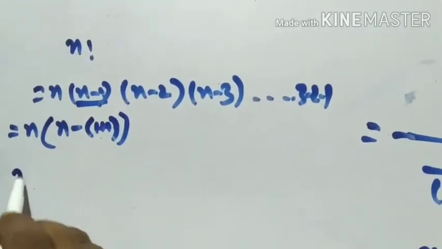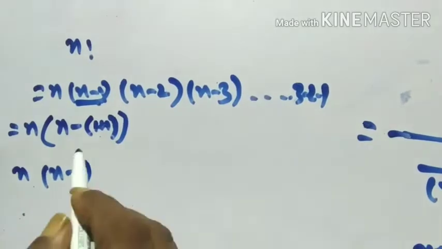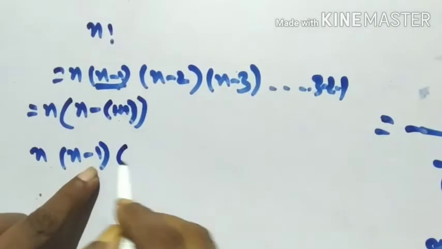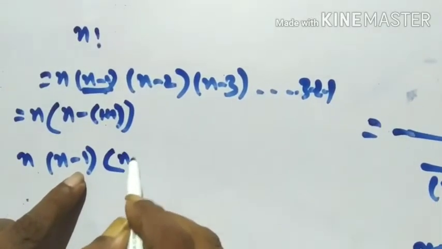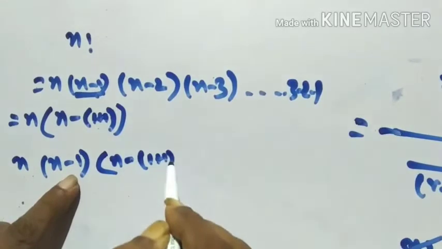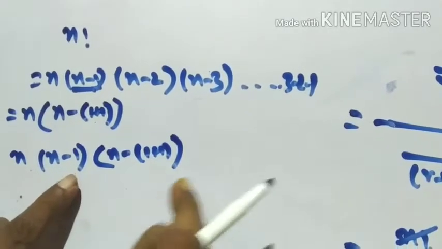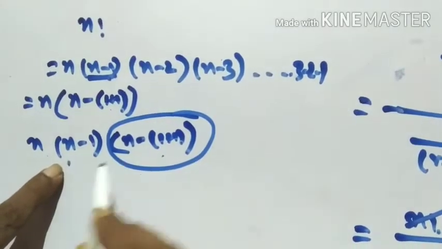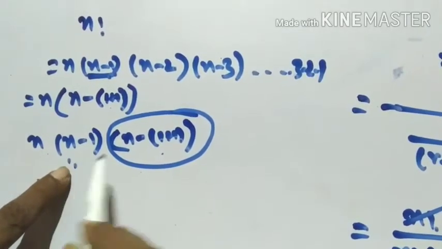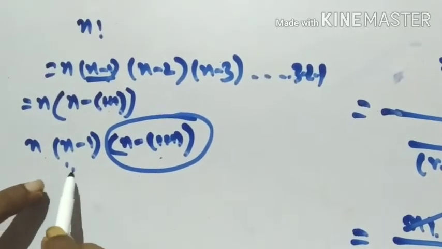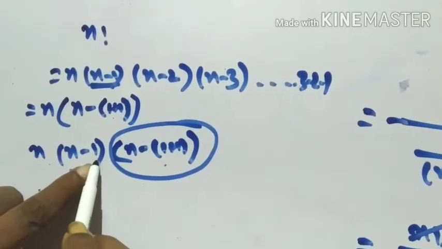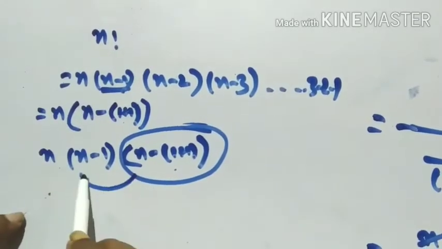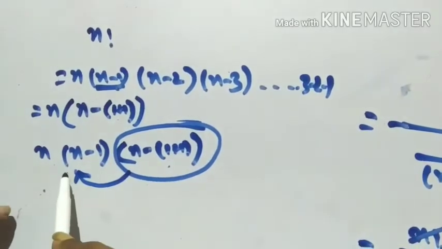If you increase the second term by 1, it will become n minus 1 plus 1. You are increasing the second term by 1, so this whole will become 1 less than this. This is very important. You must remember that when you increase 1 in the second term, this whole becomes 1 less than this term.